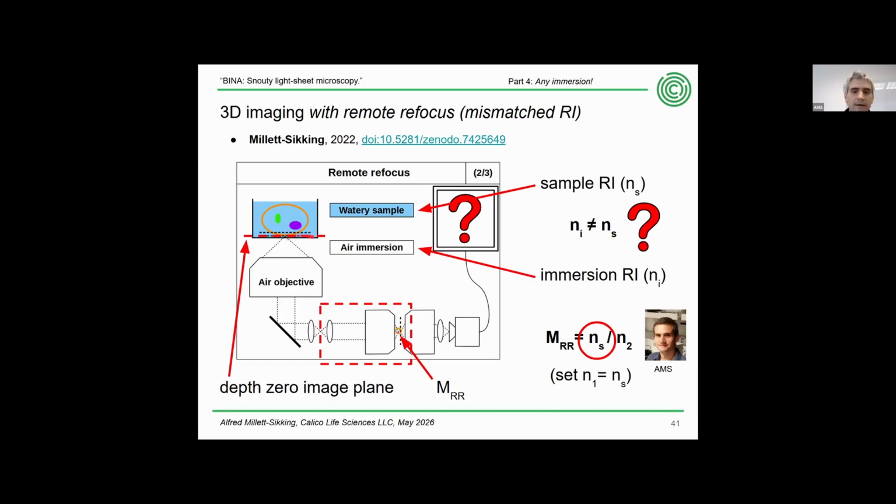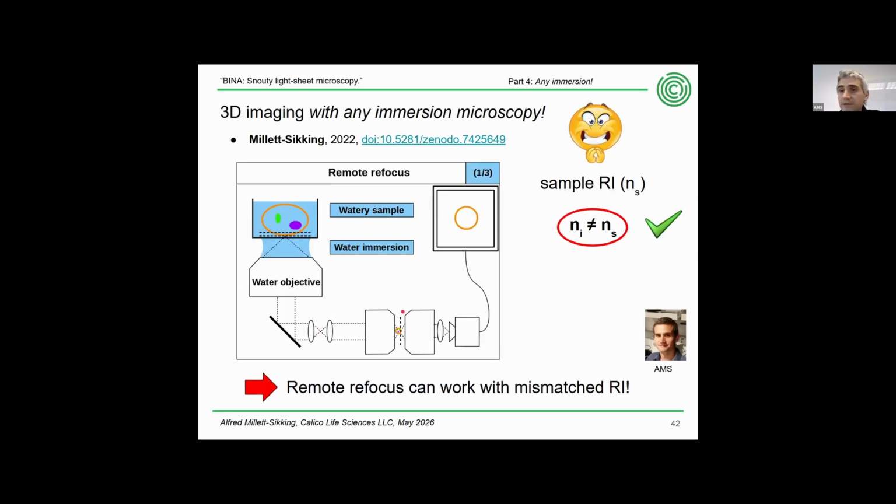If you do that and you tune the remote refocus optics specifically for the refractive index of the sample, so if you do those two things, actually this works perfectly well. So this is kind of a big deal because what we're saying is that we can use an air objective, for example, to look deep into a liquid like water or an oil lens, or we can use a regular water lens to look into a watery sample or any sort of variation or combination of these things.